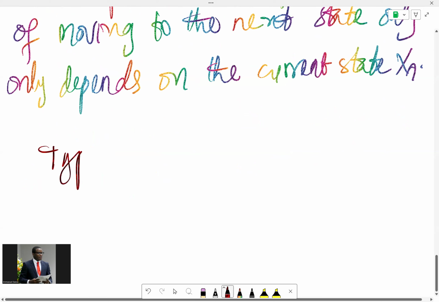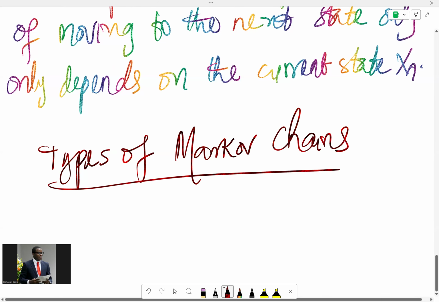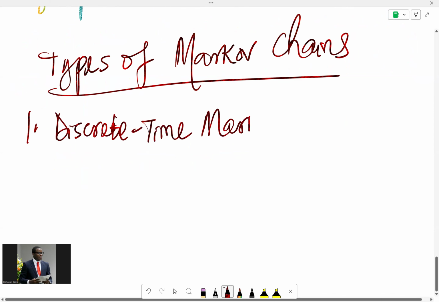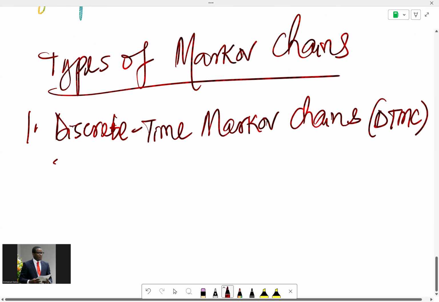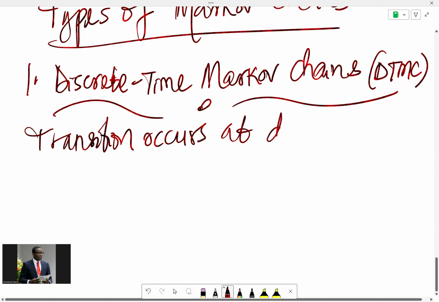Okay, all right. So having settled that, let's move on to types of Markov chains. One, we have the discrete time Markov chain, or DTMC. Here, transition occurs at discrete time steps.